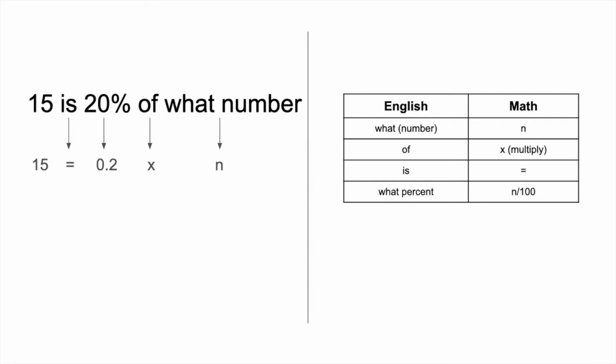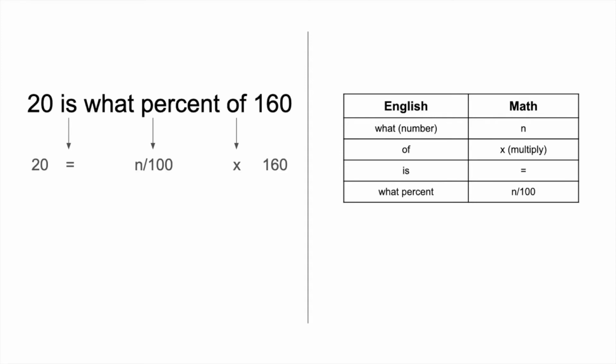So let's try the second type of percent problem. 15 is 20% of what number? Translating this into math, we get 15 equals 0.2 times n. If we divide both sides by 0.2, we get n equals 75. So this means that 15 is 20% of 75.